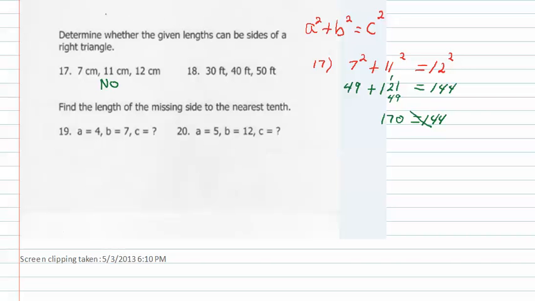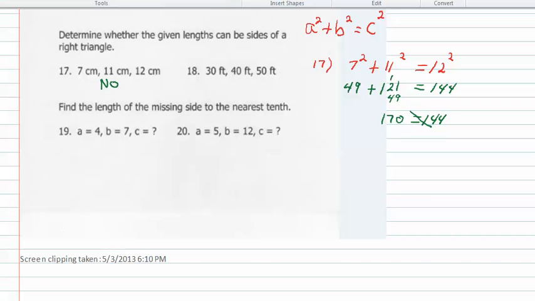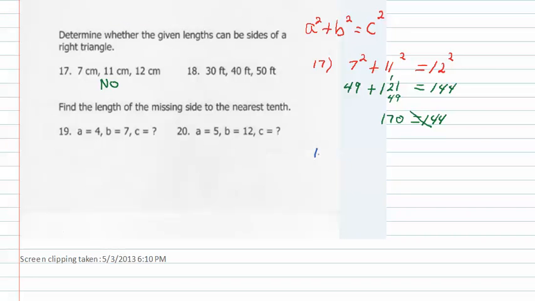Okay, number 18. I'm going to do the same thing. We're going to see if they're equal. If they are, then we have a right triangle. If not, then we don't. So 18, again using Pythagorean theorem. So we've got 30 squared plus 40 squared is equal to 50 squared. Remember, the longest side, the biggest number is your c.